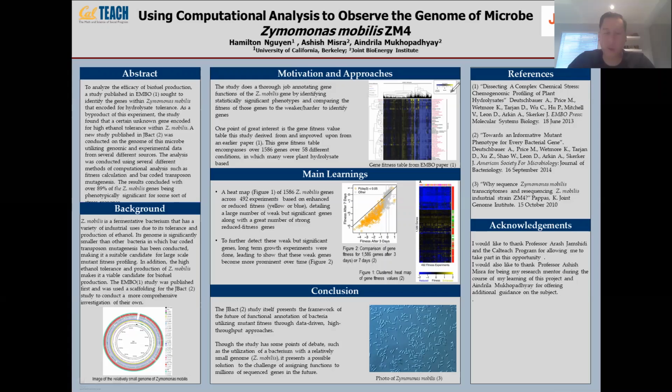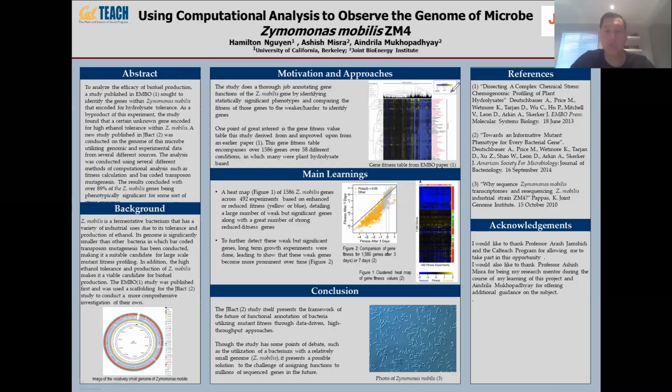So on the right, there's a heat map of basically the 1,586 Z. mobilis genes done across 492 experiments, right? And these experiments were way broader than the EMBO paper. They included more than just ethanol stresses. They put a bunch of different types of antibiotics as a stressor. They put different medias as a stressor, just kind of seeing that broad range of stressors to see what genes activate and what genes don't, right? What genes show up, what genes don't.